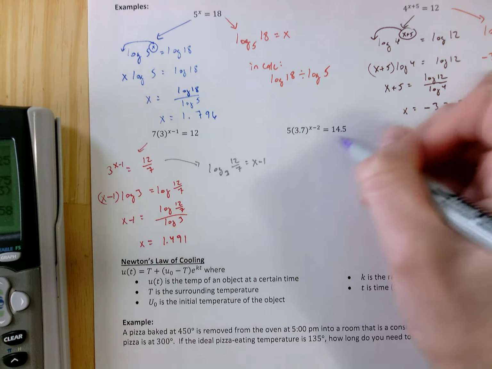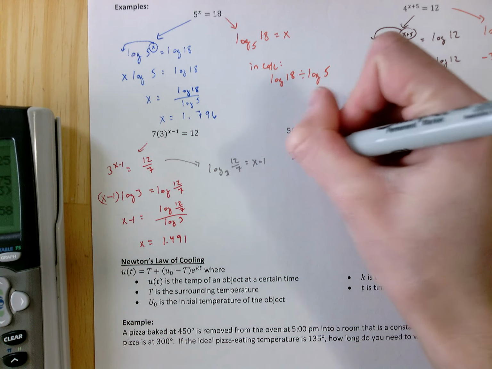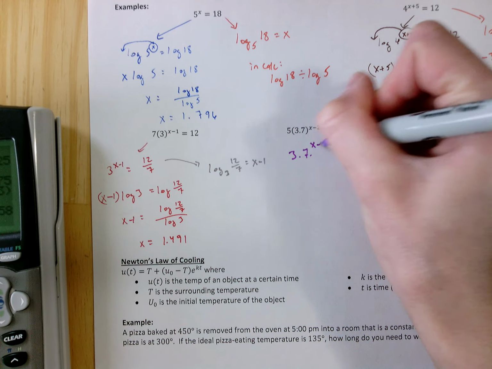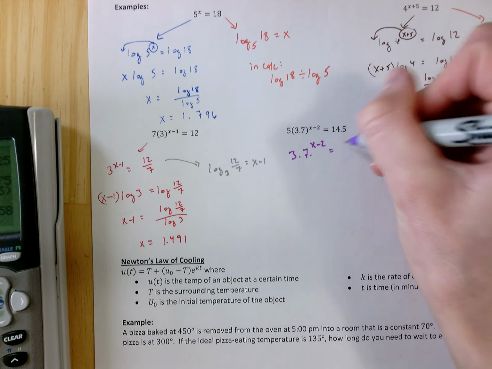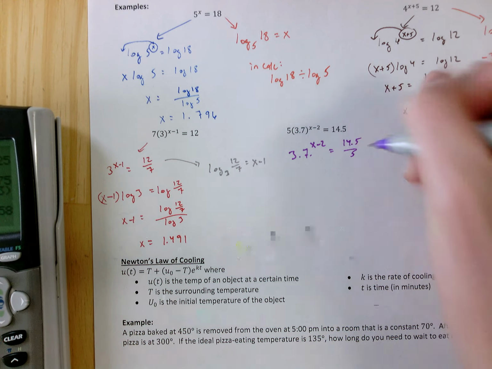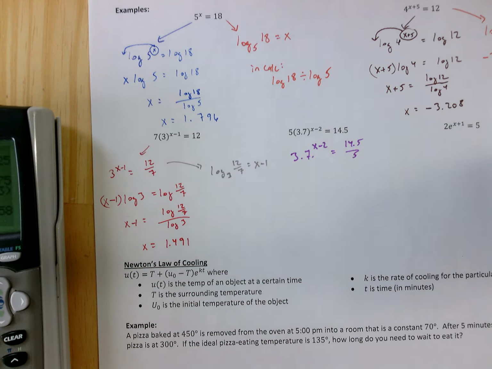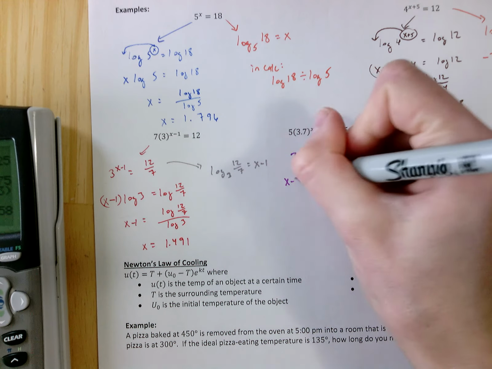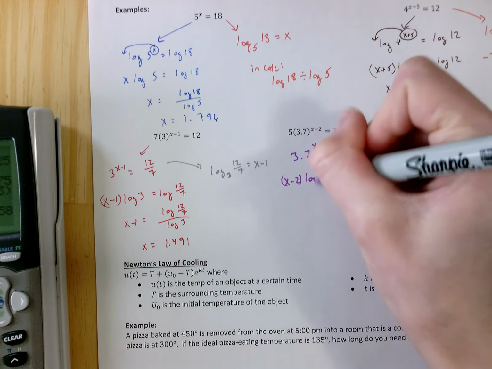All right, this one. First step, divide everything by 5. So I'm going to get 3.7 to the x minus 2 equals whatever 14.5 divided by 5 is. Okay, I'm going to take the log of both sides, dropping that exponent at the same time.